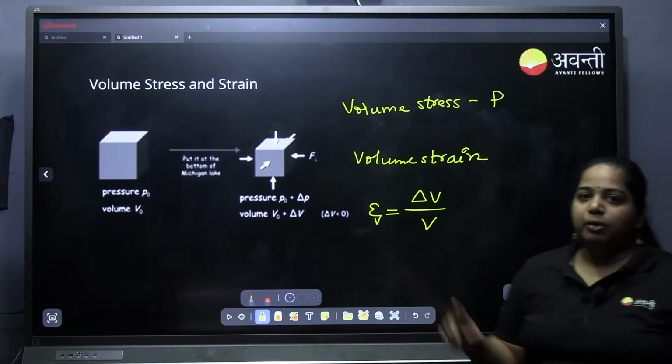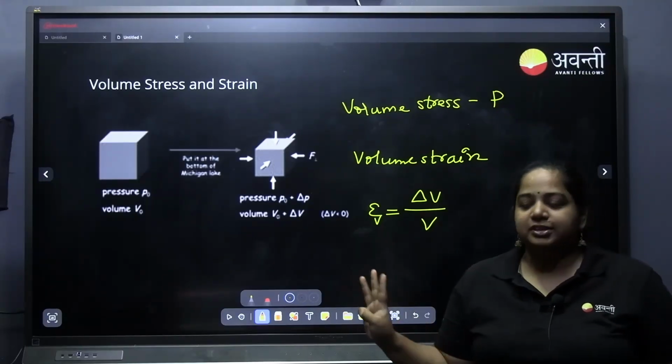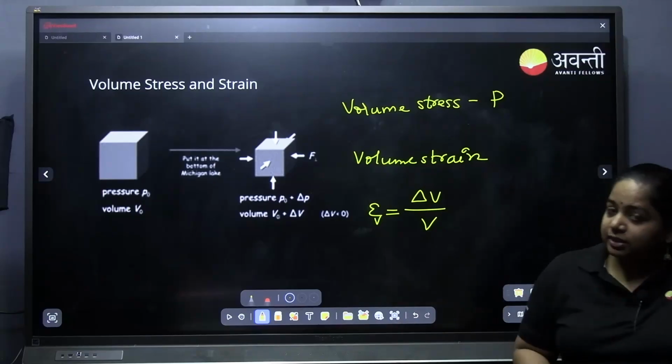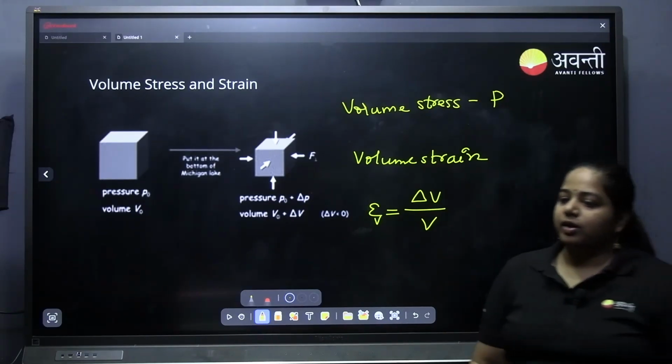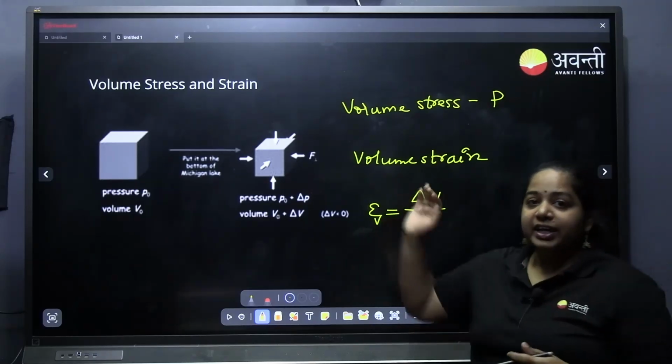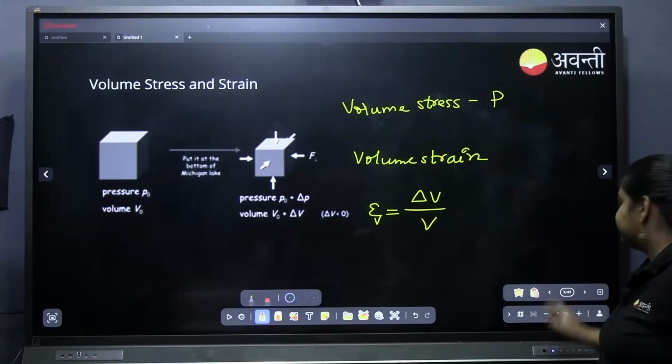Are we clear about longitudinal stress and strain, shear stress and strain, and volume stress and strain? Are these three concepts clear for you? Okay, so next we need all these three for learning about modulus of elasticity.